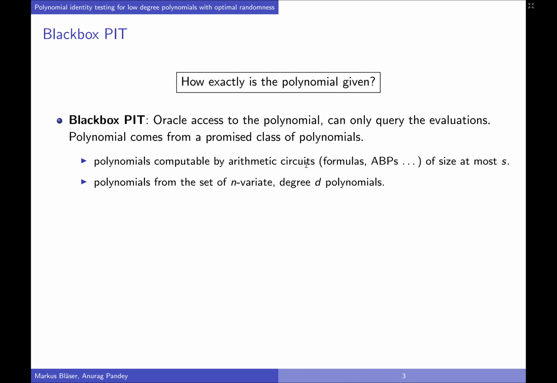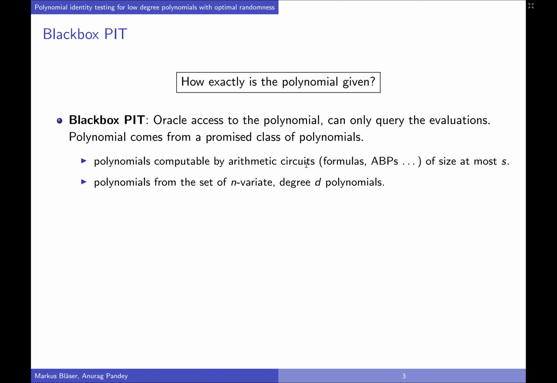So based on how exactly the polynomial is given, there are several variants of PIT. And the most notorious one among them is the so-called black box PIT, in which we are given only the oracle access to the polynomial. That is, we can only query for the evaluations of the polynomial. And based on these query results, we need to decide whether the polynomial is concealing an identically zero polynomial, or is it concealing some non-zero polynomial from a promised class.